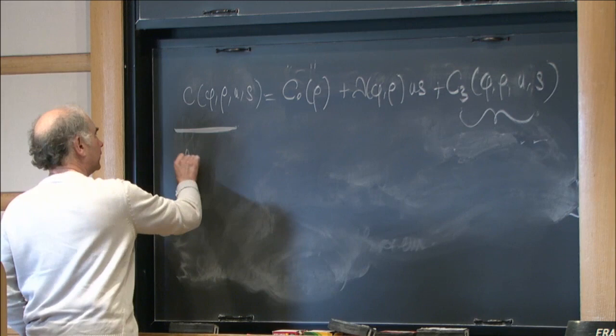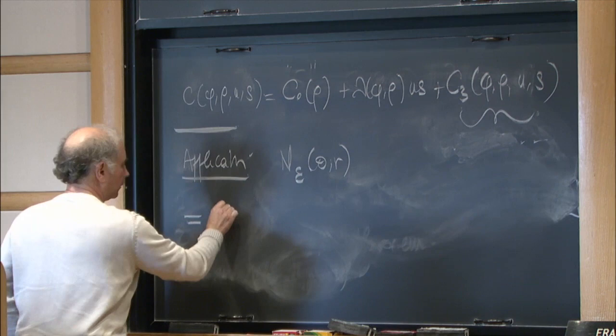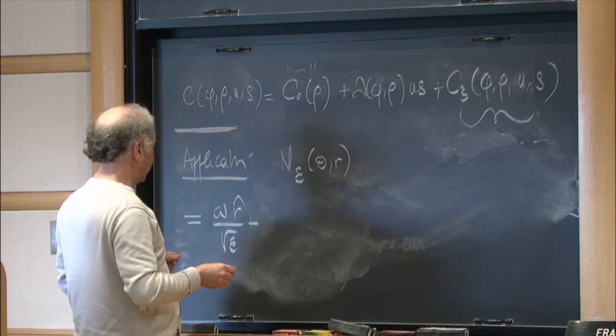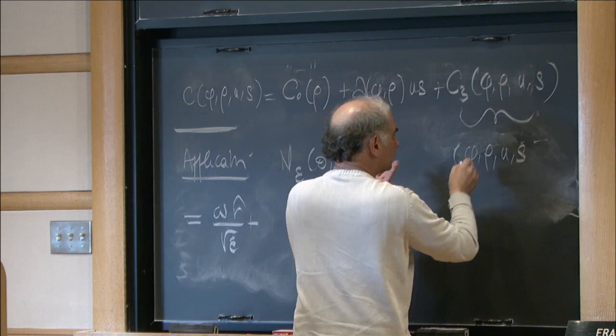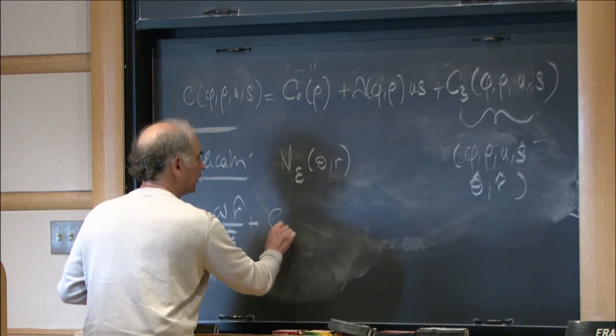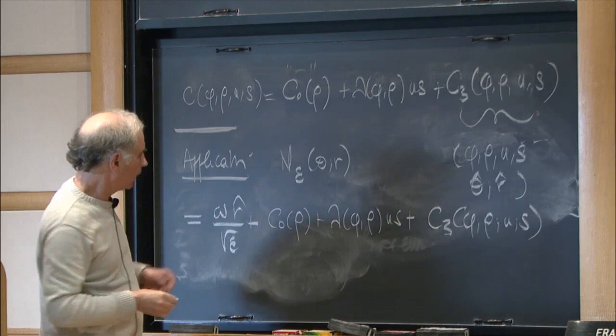Okay, so application. Let us go back to the first normal form. So it was omega r hat over square root of epsilon plus. Now I know, of course, I will use instead of theta and r this new coordinate system. So you have phi, rho, u, s, and you still have theta hat, r hat. This is a symplectic coordinate system. And the system will read C0 of rho plus lambda of phi, rho, u, s plus C3 of phi, rho, u, s plus the remainders.